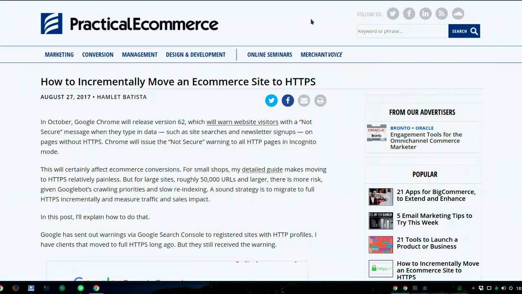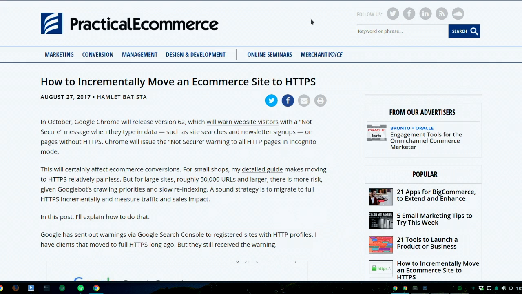Okay, so next up, back to our HTTPS theme of today. How to incrementally move an e-commerce site to HTTPS. This is over at practicalecommerce.com. It starts off with some motivation here. In October, Google Chrome will release version 62, which will warn website visitors with a not secure message when they type in data, such as site searches and newsletter signups, on pages that don't have HTTPS.